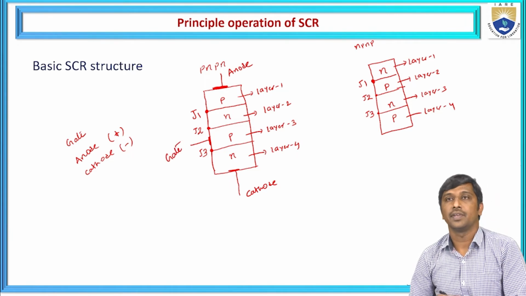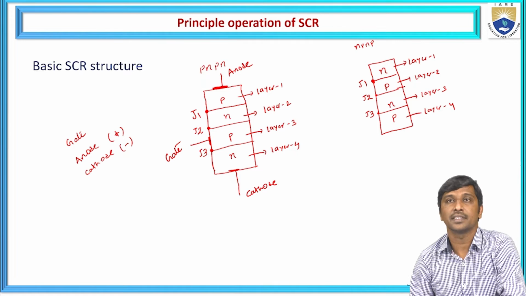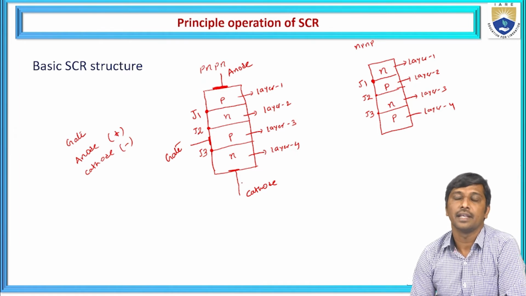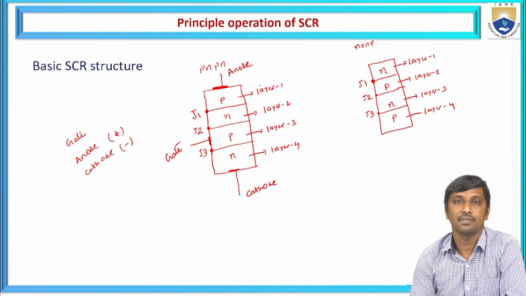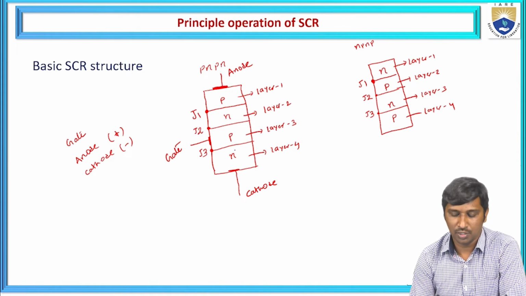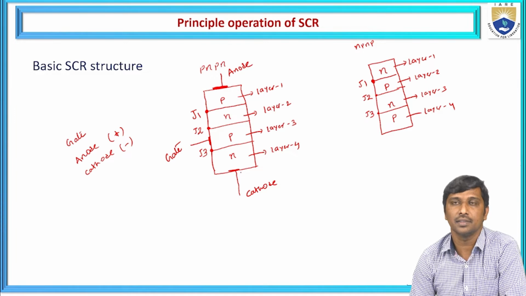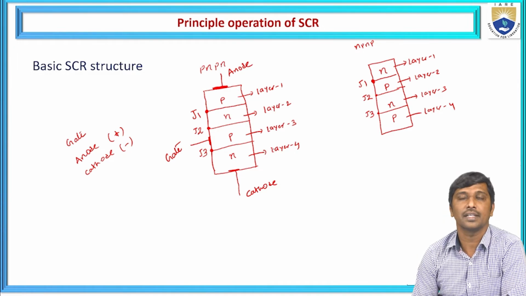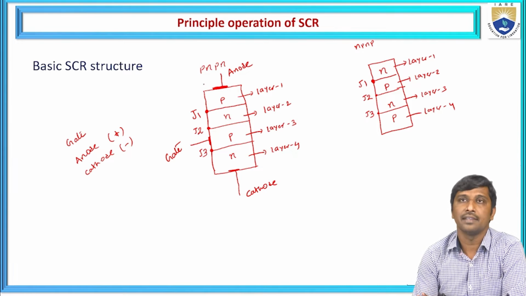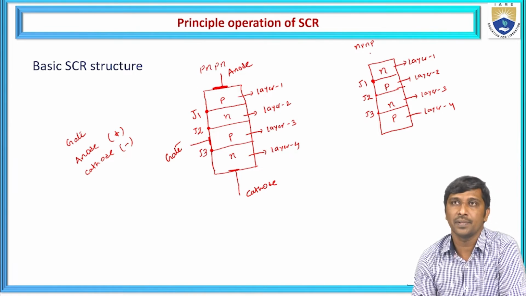Similarly, we can also represent the NPNP structure. It contains the 3 terminals: one is represented as anode, one as cathode, and the gate. So if you observe this construction or structure, it indicates that the silicon control rectifier is either a PNPN structure or an NPNP structure.